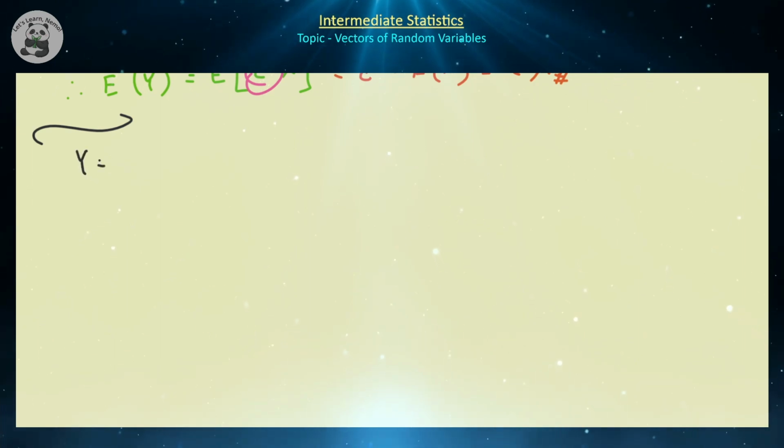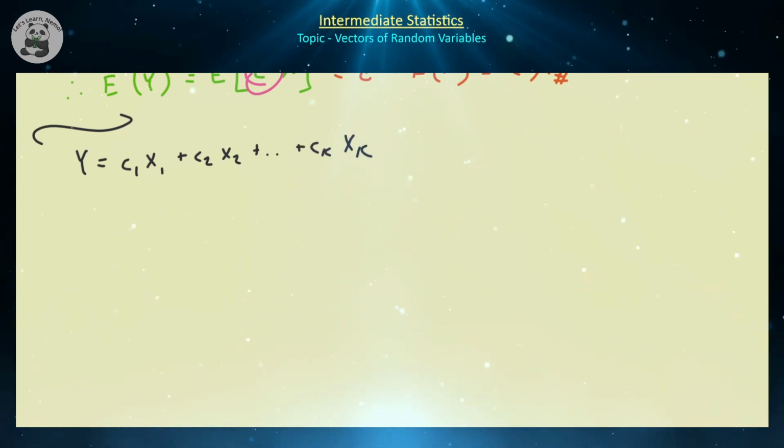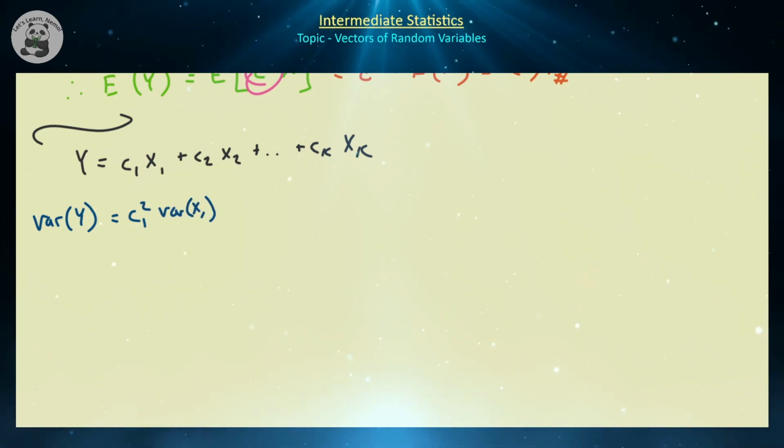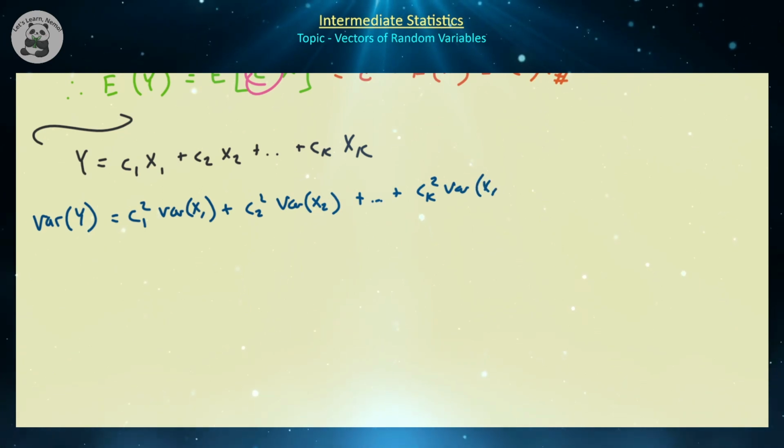So again, let's consider y equal to c1x1 plus c2x2 all the way down to ckxk, and let's see if we can find a nice way of writing the variance of this linear combination. Now you may remember this from before as being quite annoying. In particular, this is going to be c1 squared times the variance of x1 plus c2 squared times the variance of x2 all the way down to ck squared times the variance of xk, and that's it as long as x1, x2 down to xk are all pairwise independent random variables.